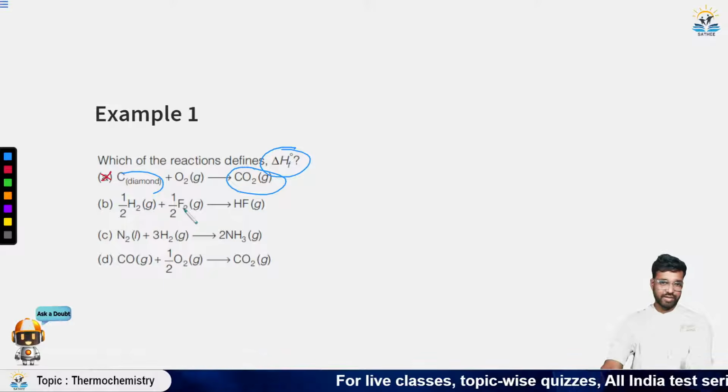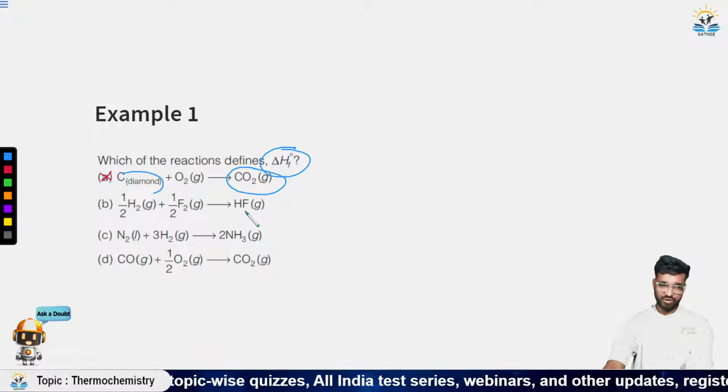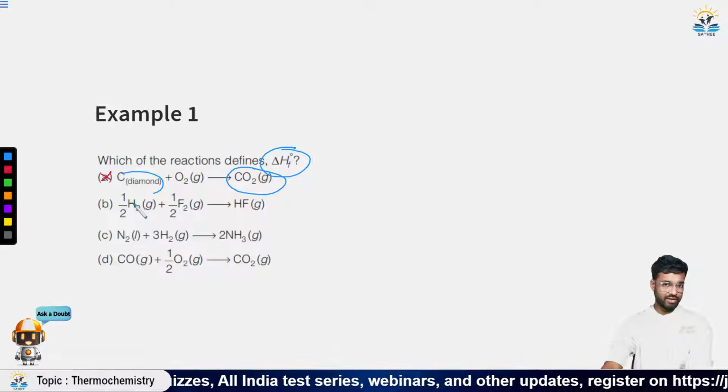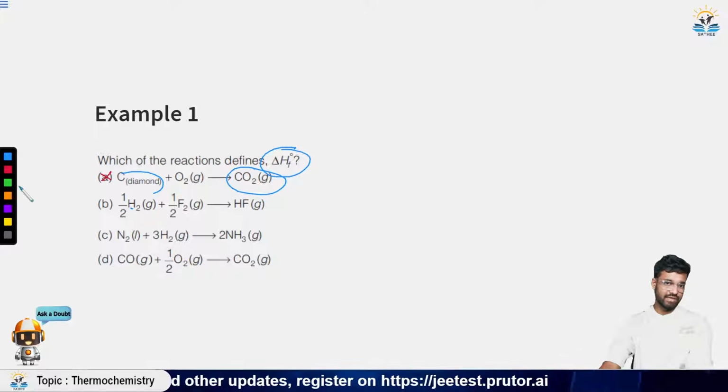Now the next equation: we are forming HF in the gaseous state, and one mole is forming. We are taking fluorine and hydrogen. It is also right, and we are taking them in the standard state, that is gas and gas. So this is the right answer.